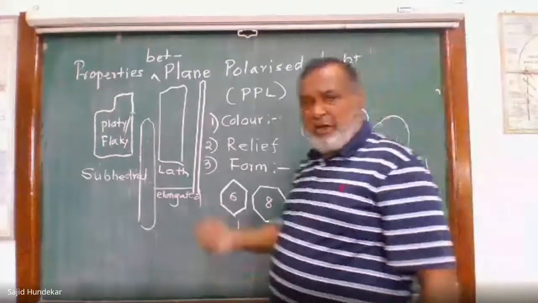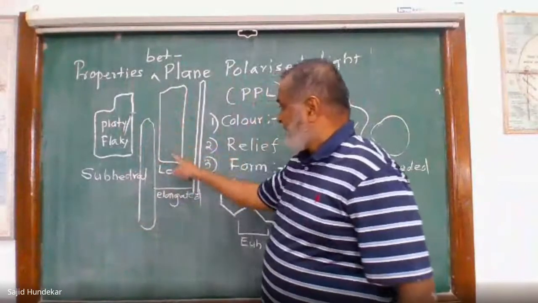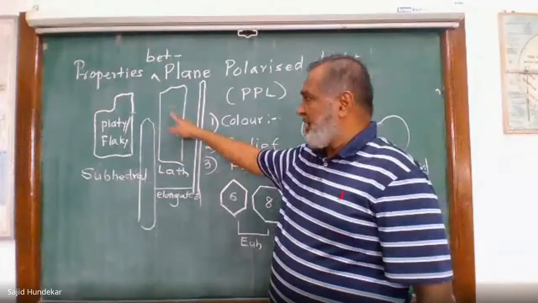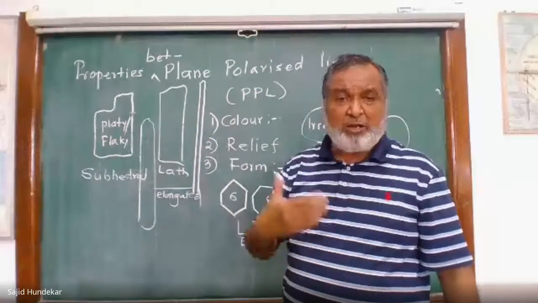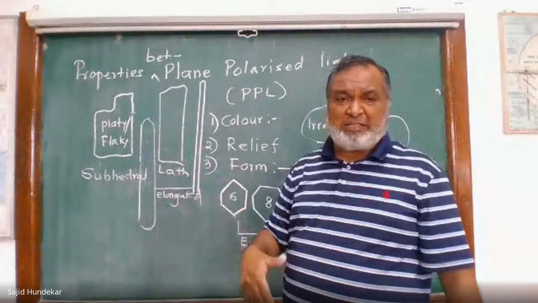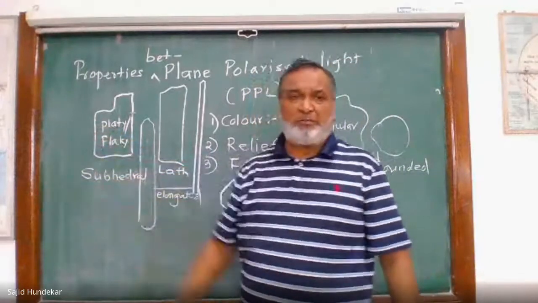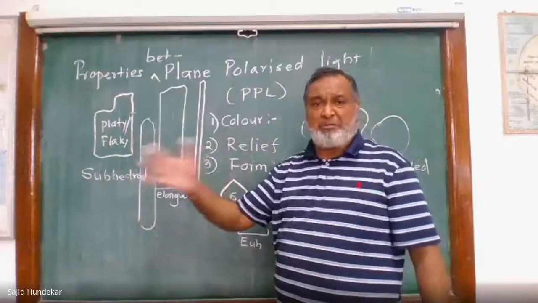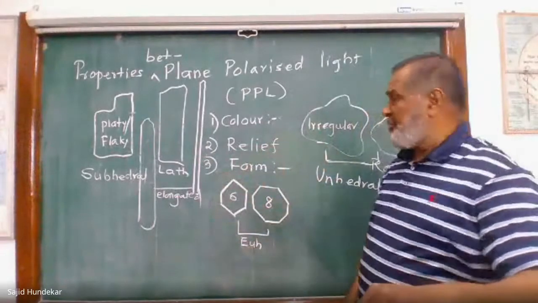So with this one property, we can easily recognize the lath shape, which is plagioclase. If the platy form is there, we can identify biotite or muscovite. Again, there is one more property, whether it is colorless, or brown, dark brown, or yellow in color. On the basis of that, we differentiate between muscovite and biotite. So these are the important properties.